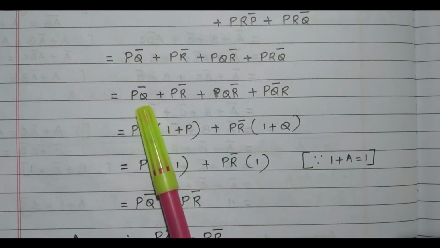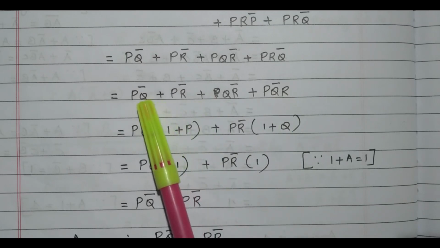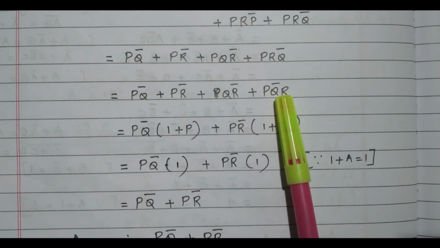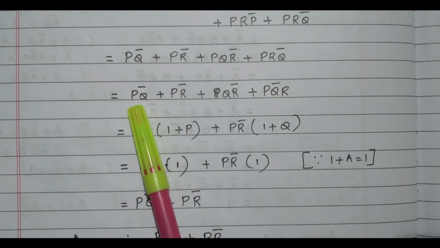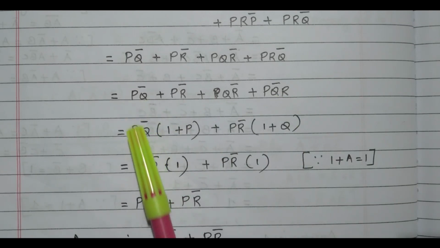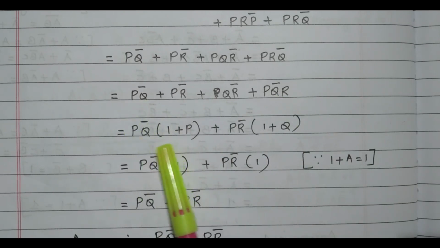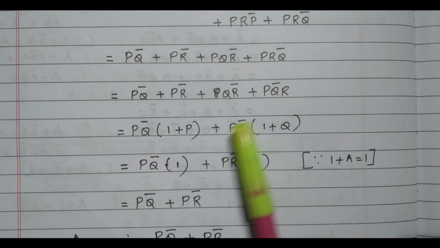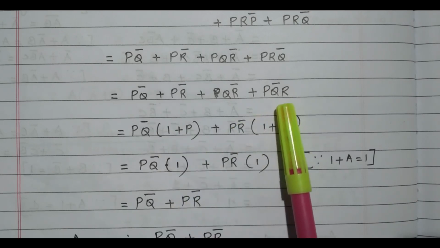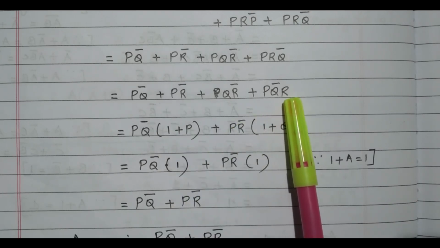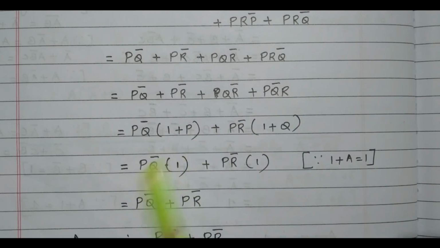We'll take this PQ̄ outside. Here PQ̄ is available in the first term and fourth term, right? Here also PQ̄ is available. If we take PQ̄ outside, we have only 1. Here if you take PQ̄ outside, we have term R, right? So 1 plus R.